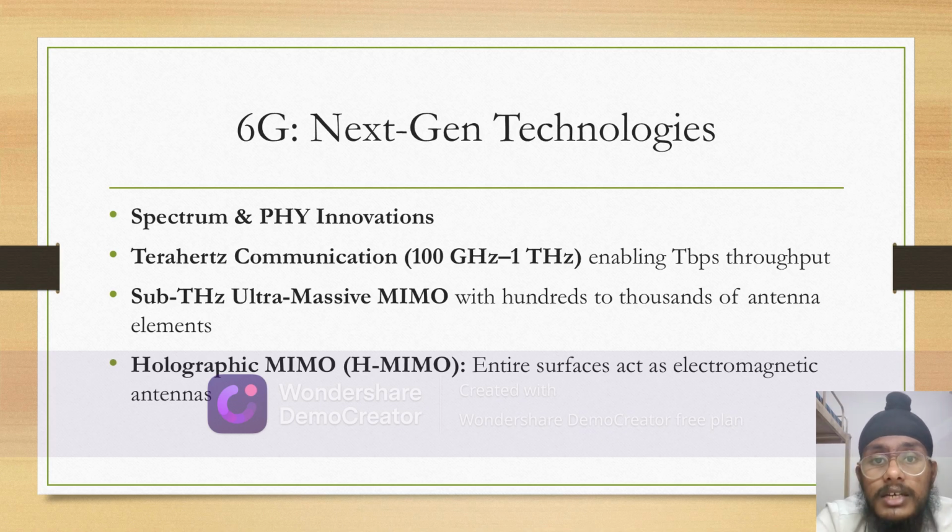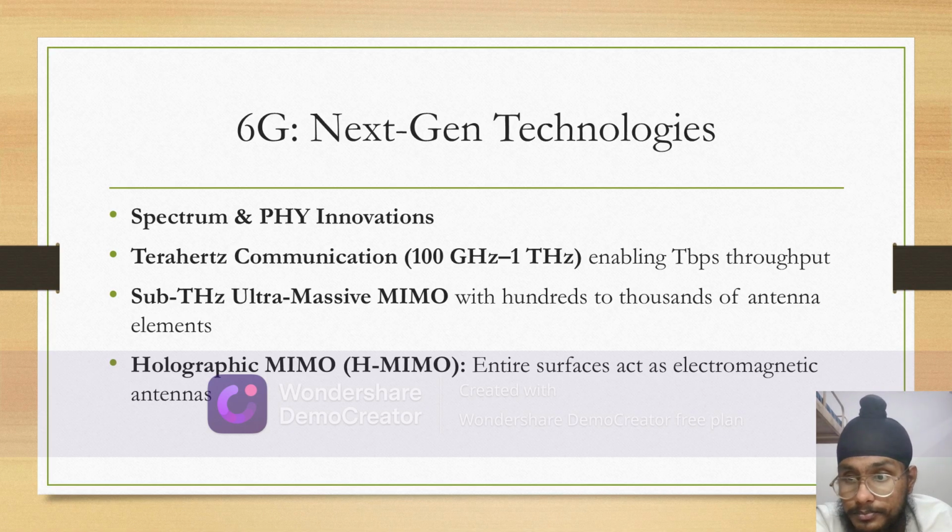And in the next slide, we can discuss the next generation technologies of 6G, under which the key points are spectrum and PHY innovations, terahertz communication, which ranges from 100 gigahertz to 1 terahertz, enabling Tbps throughput. Another key point is sub-terahertz ultra massive MIMO with 100 to thousands of antenna elements. And the last key point is holographic MIMO, in which entire surfaces act as electromagnetic antennas.